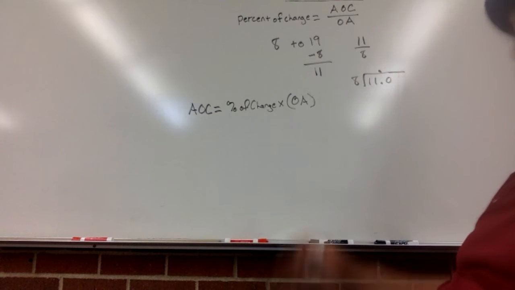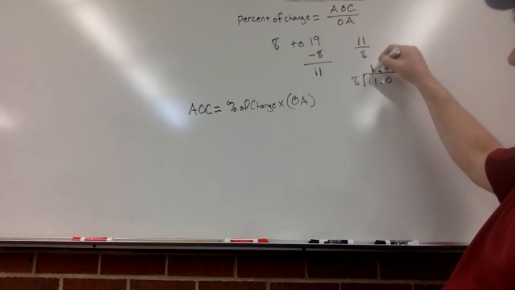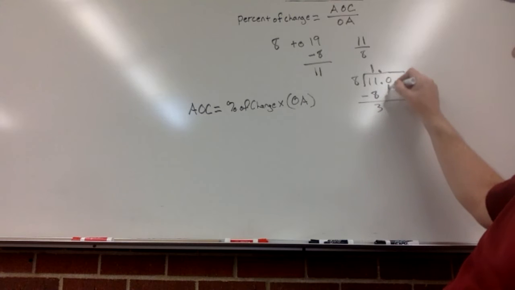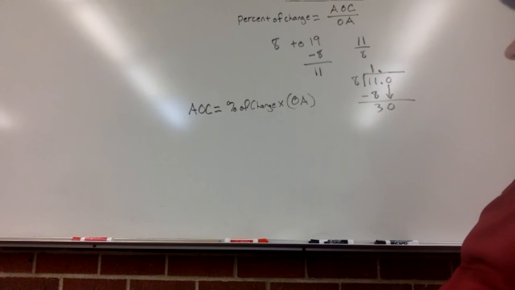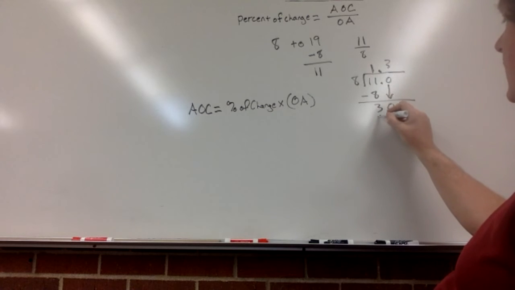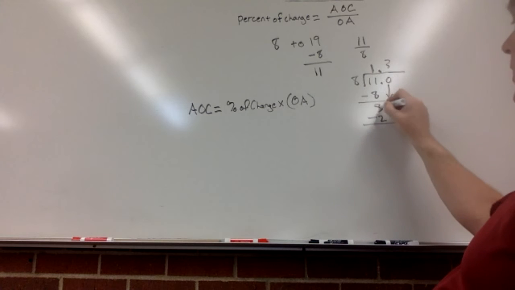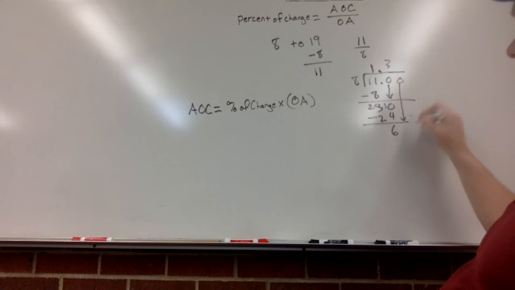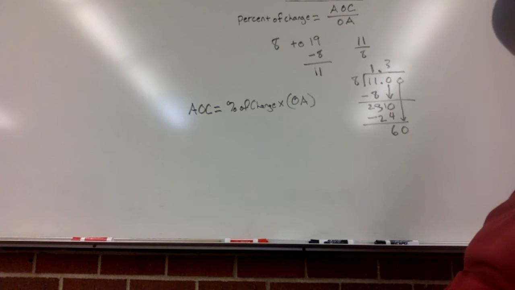8 goes into 11 one time. When we subtract, we get 3, bring down a 0. How many times does 8 go into 30? 3. Try one more. Oh, no, wait, you're right. 3 is correct. My fault. 8 times 3 is 24. Borrow from the 3. 10 minus 4 is 6. Bring down our next number. How many times does 8 go into 60? 7. Yep.